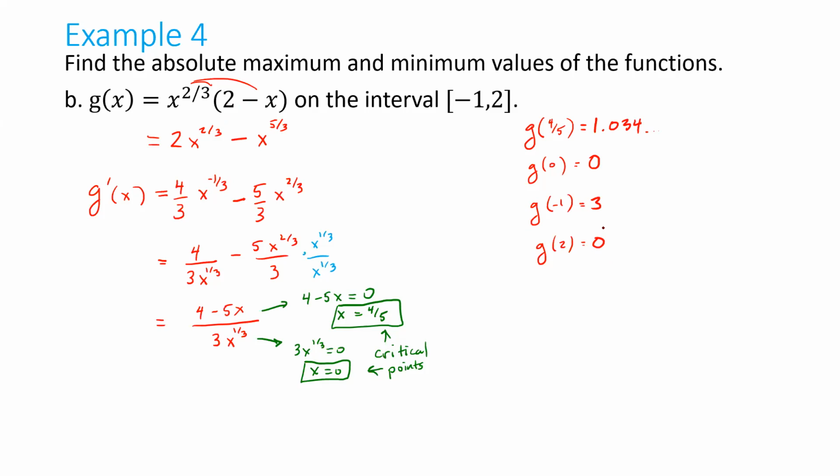So it looks like here I've got 2 points that would be my absolute minimum. See, both of these points here would be the smallest point. And then this point here would be my max. Max, and then we've got 2 minimums.